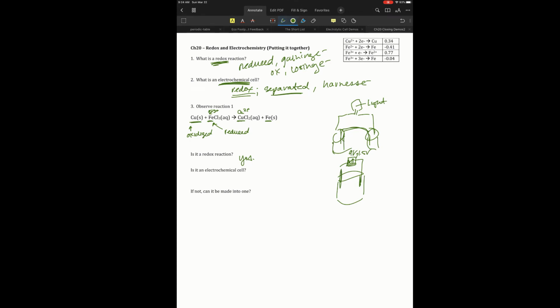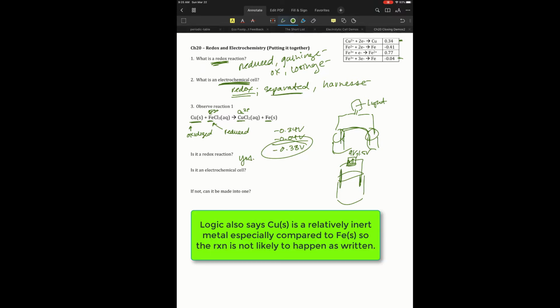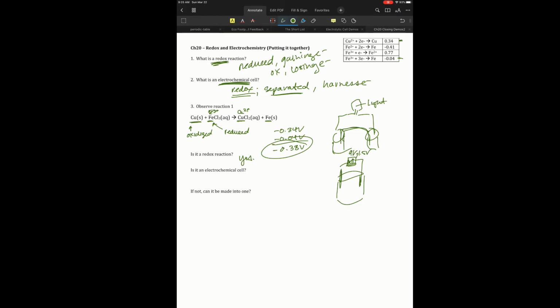Should we observe nothing? For the oxidation of copper, that would be negative 0.34 volts, and for the reduction of iron(III) to solid iron, that is negative 0.04 volts, which means that this should not exhibit a reaction. We have a negative voltage, so if we use our delta G equals negative nFE, obviously this is not a thermodynamically favorable process, which means that we are not going to observe anything.